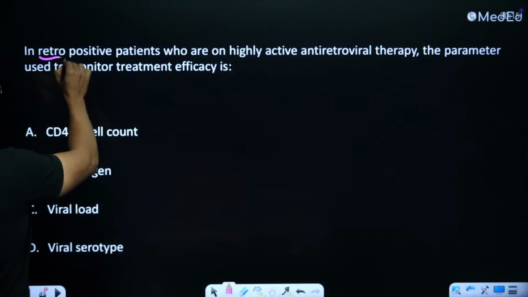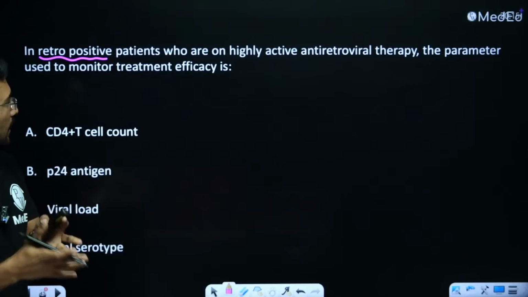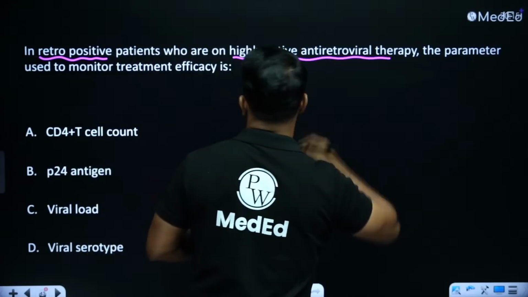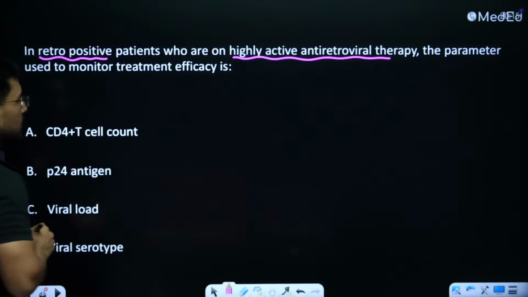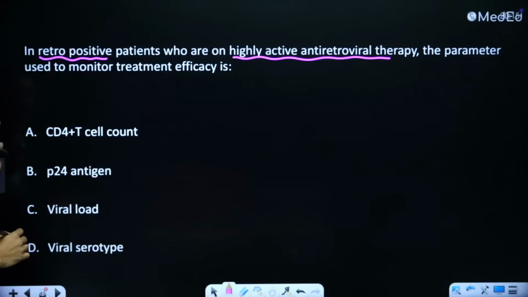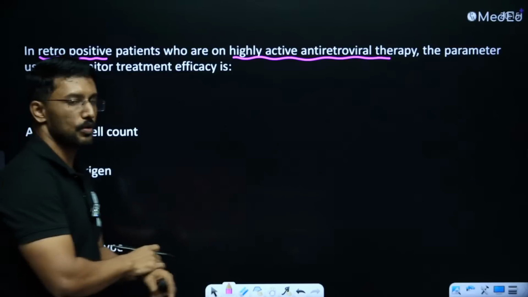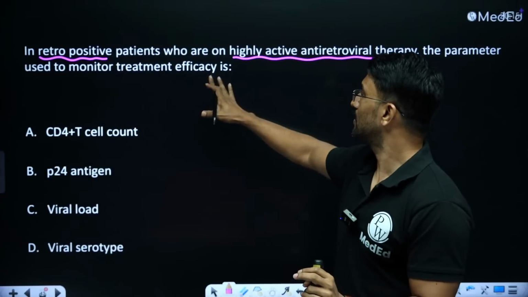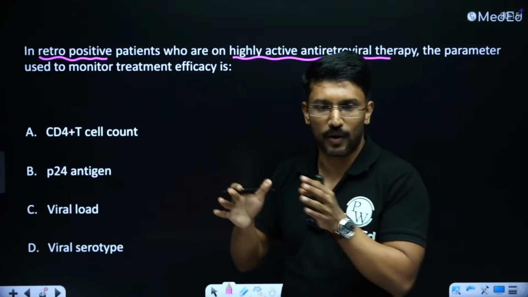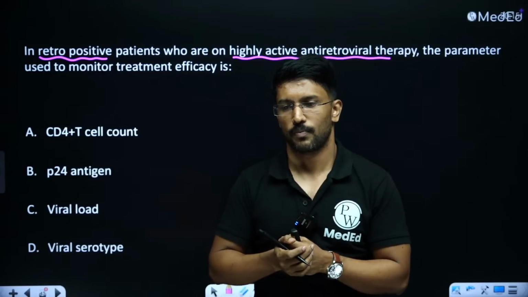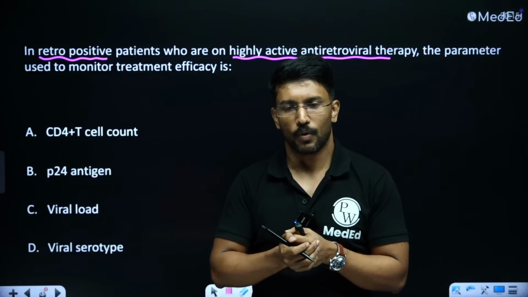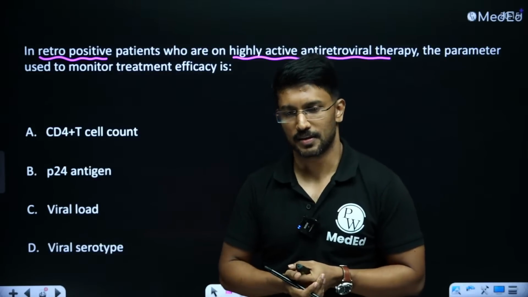In a retropositive patient, so already question is telling that this is an HIV positive individual who is already on highly active antiretroviral therapy. The parameter used to monitor treatment efficacy is it CD4 T cell count, is it P24 antigen, is it viral load, or is it viral serotype? What is the parameter used to assess whether the treatment is working well for the patient or not? What is the current NACO guideline suggesting?